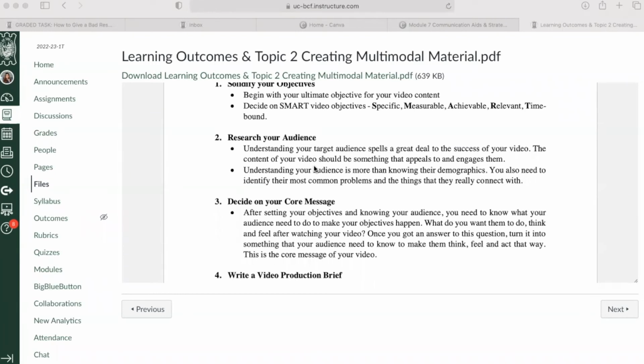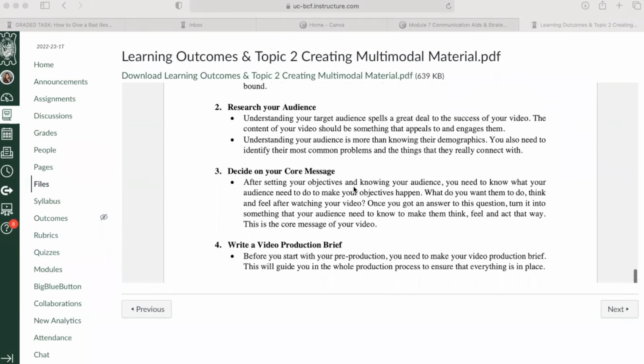For the success of your video, okay? The content of your video should be something that appeals to and engages the audience. Of course, because it's connected to them, nakaka-relate sila. So yun. Also understand your audience demographics. But it is more than that. You also need to identify the most common problems, as what I have said already.